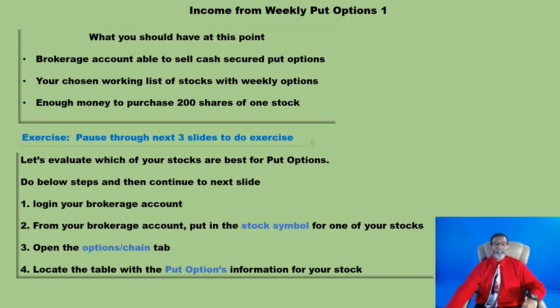All right, exercise time. This is a long exercise. So pause through the next 3 slides to do the exercise. Take your time. In this particular portion of the exercise, let's evaluate which of your stocks are best for put options. Look at the below items, log into your account, and put in the stock symbol for one of your stocks. Again, you're picking a stock from your list. Open the options tab, chain tab, locate the put options information. So we're locating the put options information.